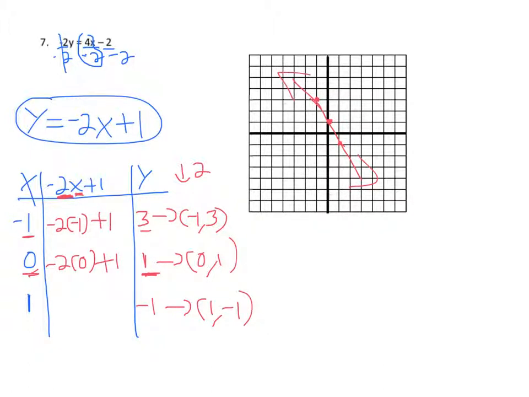Goes down left to right because that number before x is a negative. All right, so we just added the other step in here. Remember, follow your 3 steps. Get y by itself. Then make your xy chart, and then graph.